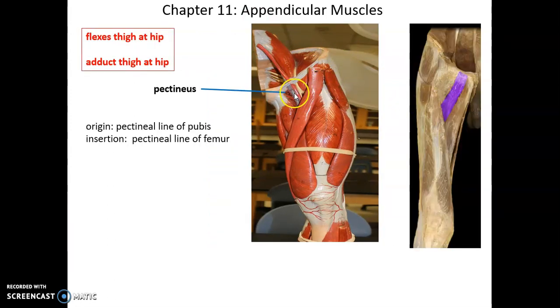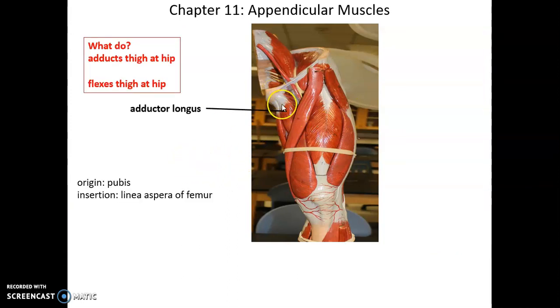Then we have this very small muscle. You can just barely see it. It's a small muscle called pectineus. Pectineus has its origin in the pectineal line of the pubis, and it inserts into the pectineal line of the femur. And those lines are invisible to our eyes. It flexes the thigh at the hip and also can adduct the thigh at the hip.